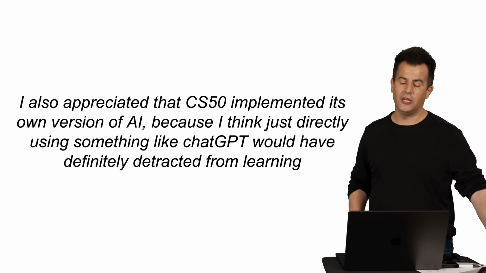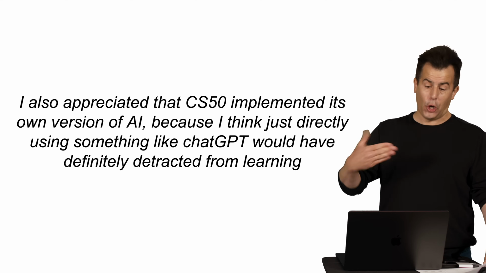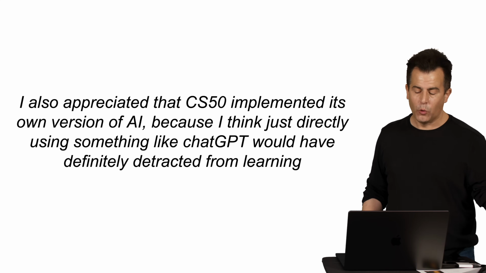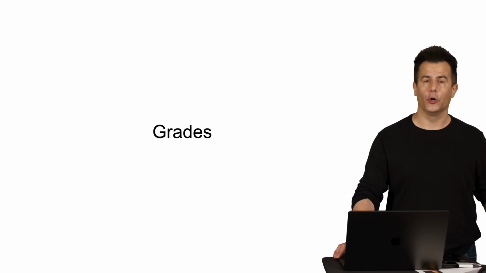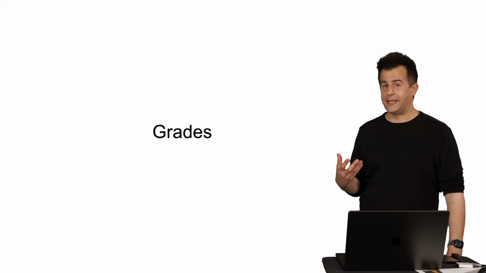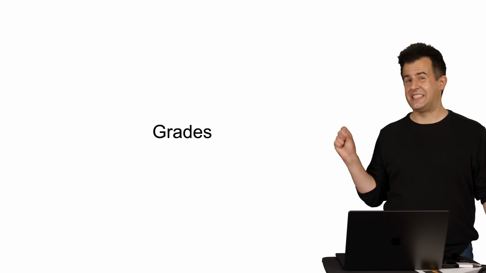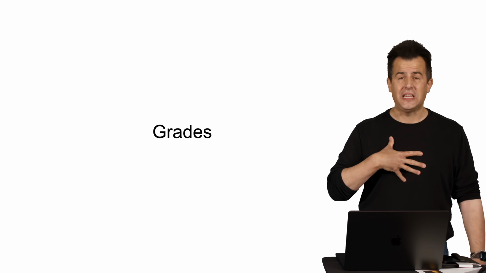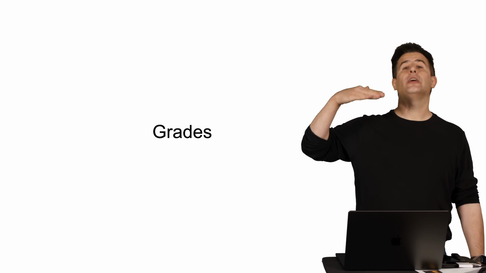I also appreciated, says another, that CS50 implemented its own version of AI, because I think just directly using something like ChatGPT would have definitely detracted from learning. And just to seed your own thinking, I do think, and we're already seeing, there to be other impacts of artificial intelligence. I do think in our CS50 case, grades are only going to continue to rise.